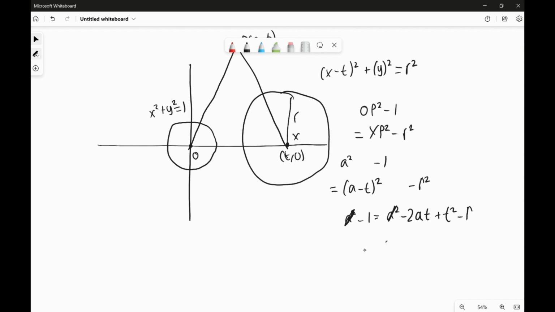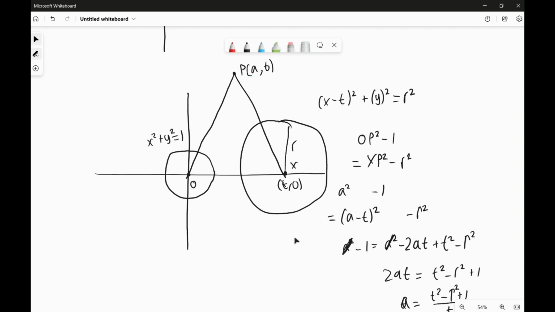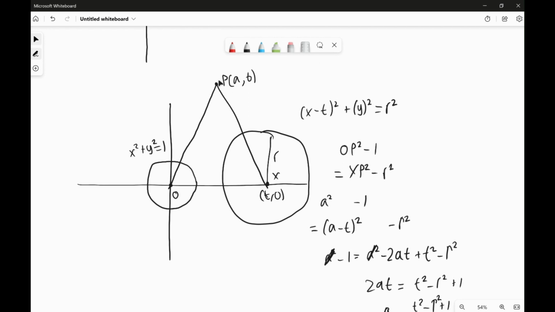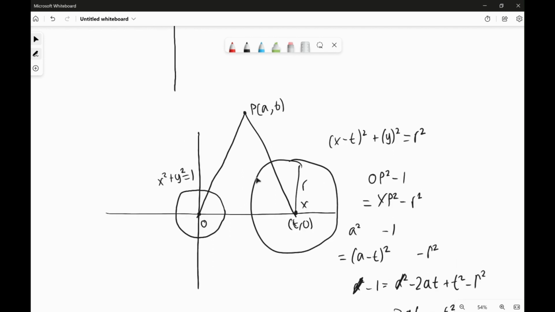And then we are left with 2at is equal to t squared minus r squared plus 1. So t equals... so that means that a is equal to (t squared minus 1 plus r squared plus 1) over t. And since a is an x coordinate, this formula here just tells us the set of points that the x coordinate must satisfy. So this condition here is necessary and sufficient for p to have the same power with respect to each circle.